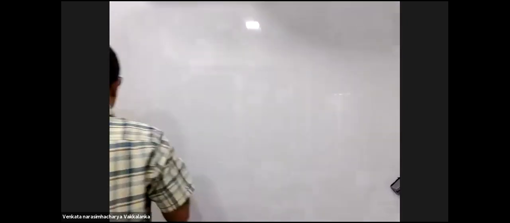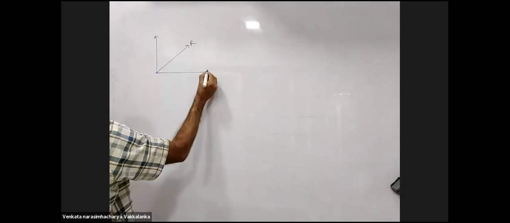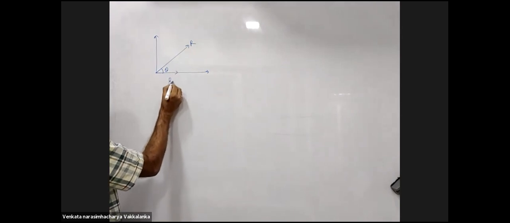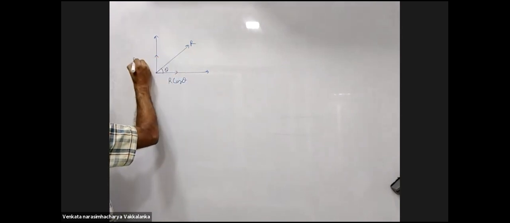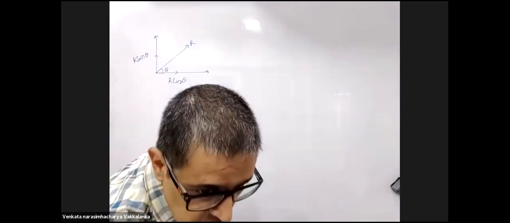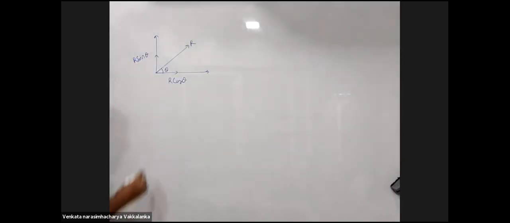Two things important, listen. We have learned how to resolve a vector, right? Now is the time when we start using it. If ever you have a vector this way as R, the component of this vector along x-axis is R cos theta, along this is R sin theta. Is it clear to all? Anybody with a doubt in this?